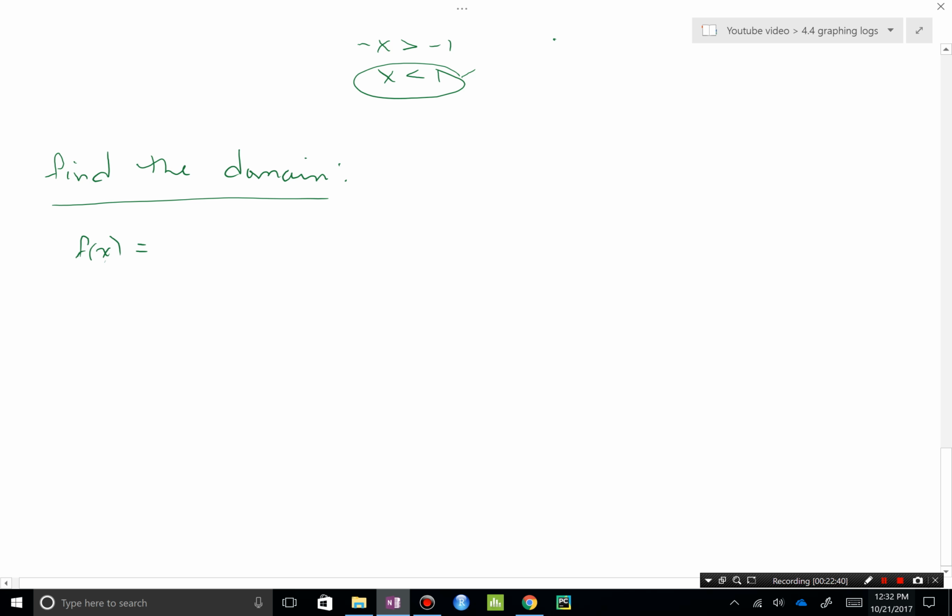Part a: f of x equals log base 3 of 2x plus 7 over 2 minus square root of 6 minus x. I want you to find the domain of this, and then here is one for you as well. So we'll do a, and then here's b. B is f of x.